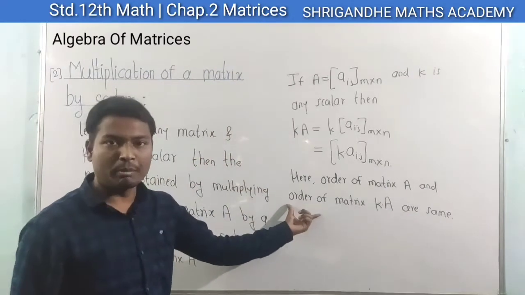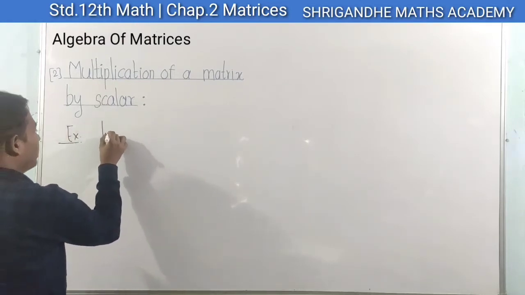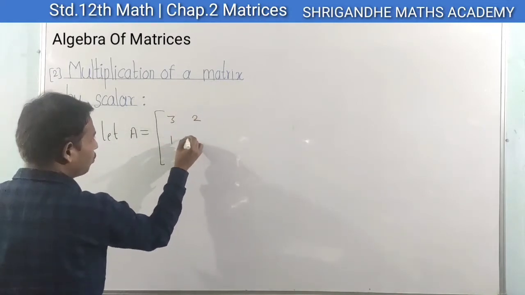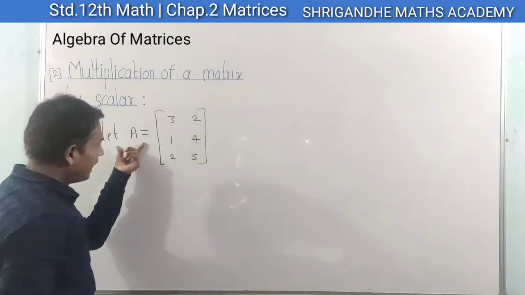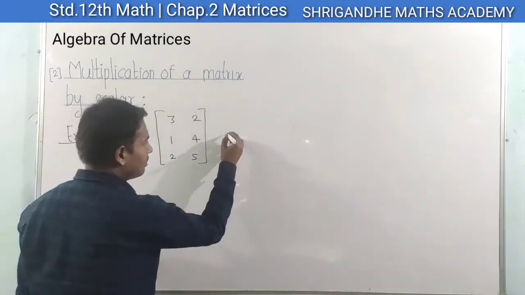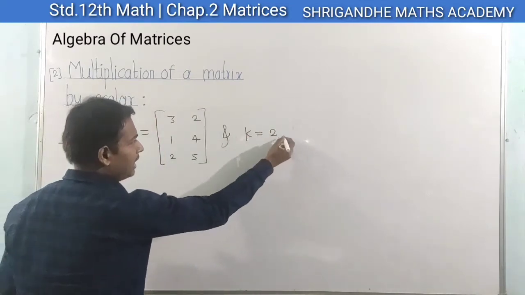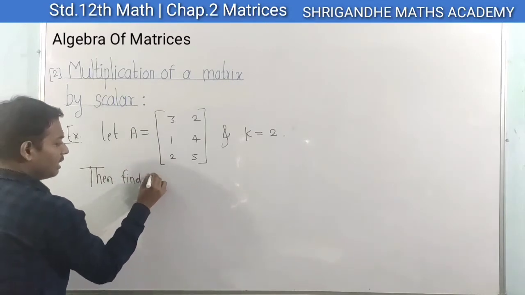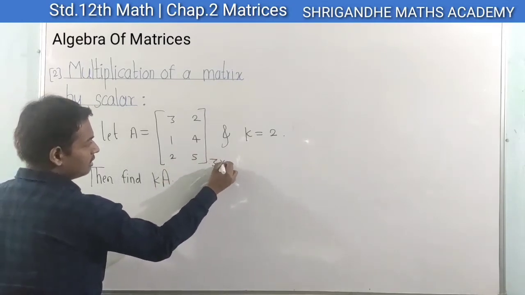Now let us take one particular example to see this concept. Example: let A is equal to the matrix 3 2 1 4 2 5. Now A is equal to the matrix having entries 3 2 1 4 2 5 and k is equal to 2. Then find kA. Okay, solution.